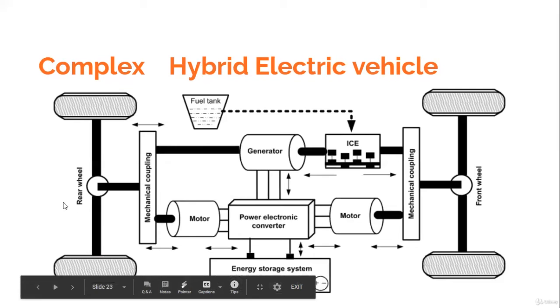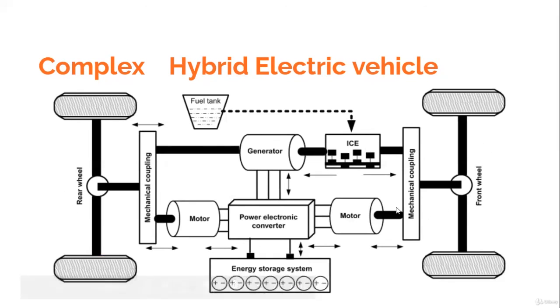Look at this system. There's a rear wheel, there's a front wheel, there's a mechanical coupling over here, and there's a mechanical coupling over here. So the power could be bidirectional. It could be going to the rear wheel independently, it could be going to the front wheel also independently. It appears to be a bit complex, and that is the drawback of the system. But it has been adopted in certain vehicles.